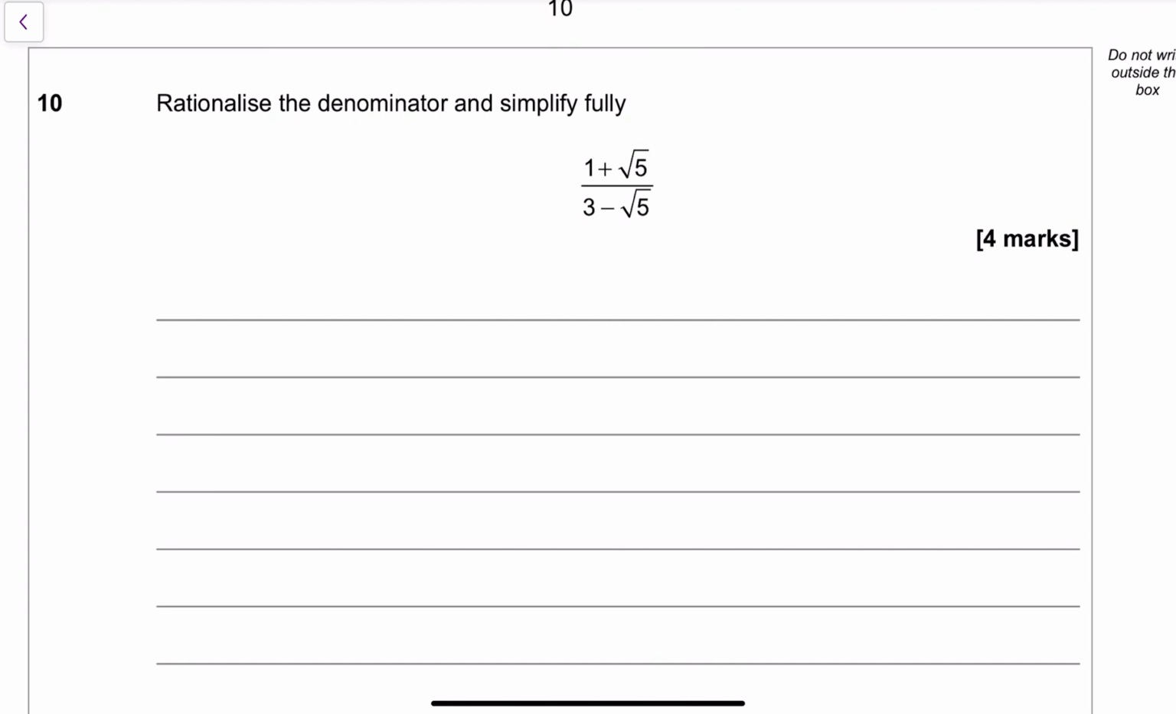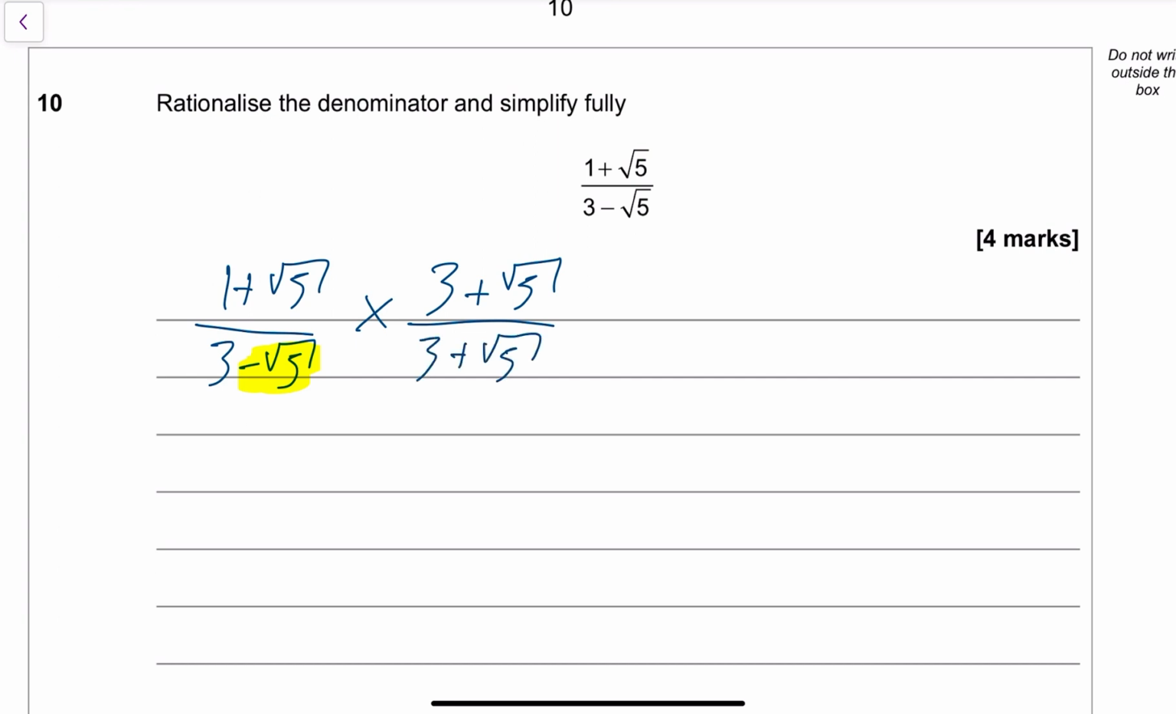Lovely. Next one, rationalize the denominator and simplify fully: 1 plus root 5 all over 3 minus root 5. To do this, you multiply the top and bottom by the conjugate of this thing. So you just change the sign of the second thing. That will sort it out. It gets rid of the surd, the square root, on the bottom line. That's one people are quite good at doing.